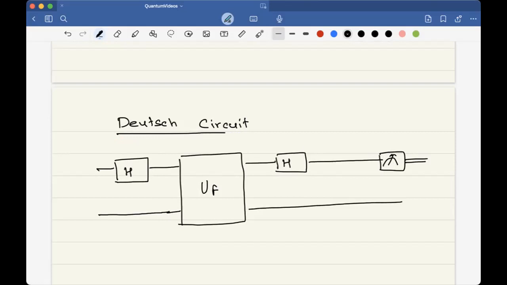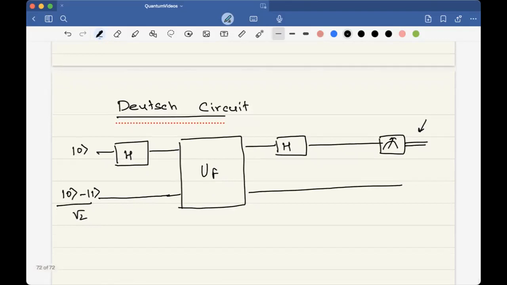All right. And this is going to be ket 0. This is going to be ket 0 minus ket 1 over square root of 2. And I claim that over here, you will get the answer whether the function f is constant or balanced. So let's analyze this circuit.